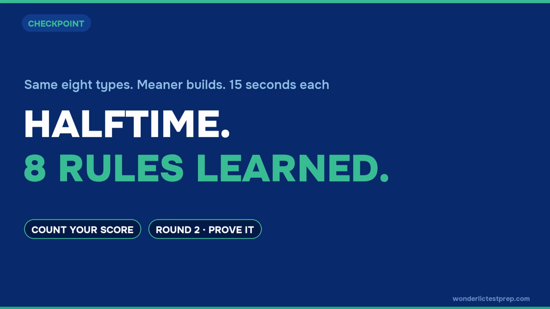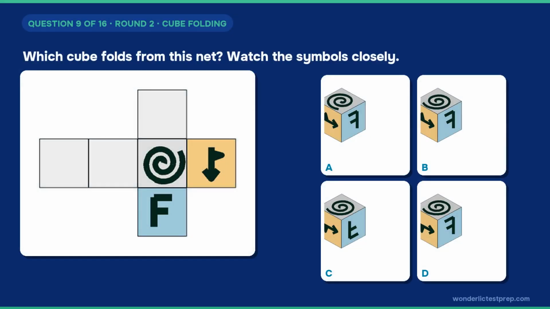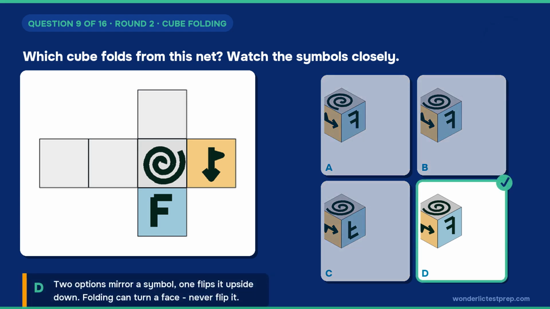Prove it. Question 9. Which cube folds from this net? Watch the symbols closely. 15 seconds. Two options mirror a symbol, one flips it upside down. Folding can turn a face, never flip it.